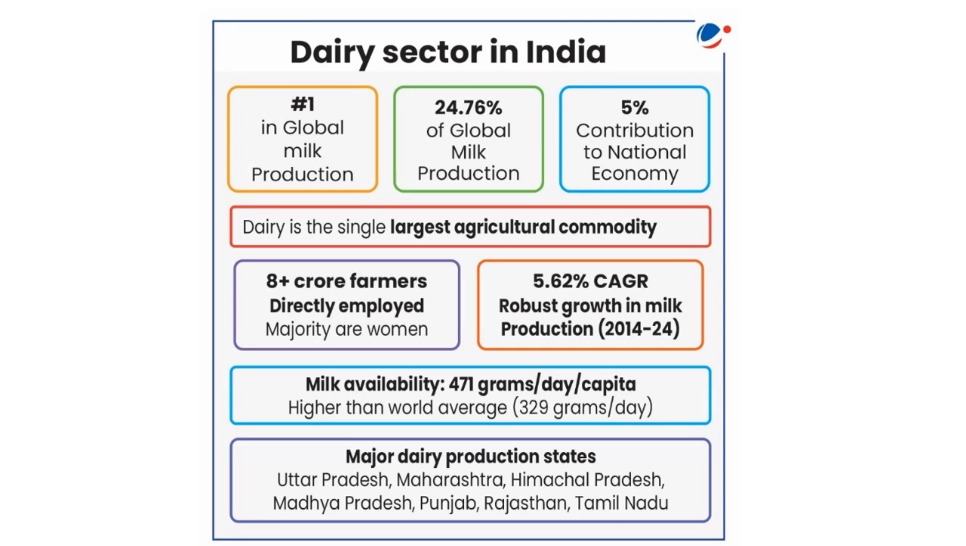More than 8 crore farmers are directly employed in the dairy sector, of which 70% are women. The annual growth rate is 5.62%, with robust growth in milk production, from 14 to 24 in the last decade. The per capita availability of milk is presently 471 gram per day, which is higher than the world average of 329 gram per day. The major milk producing states in India are Uttar Pradesh, Maharashtra, Himachal Pradesh, Madhya Pradesh, Punjab, Rajasthan, Tamil Nadu.